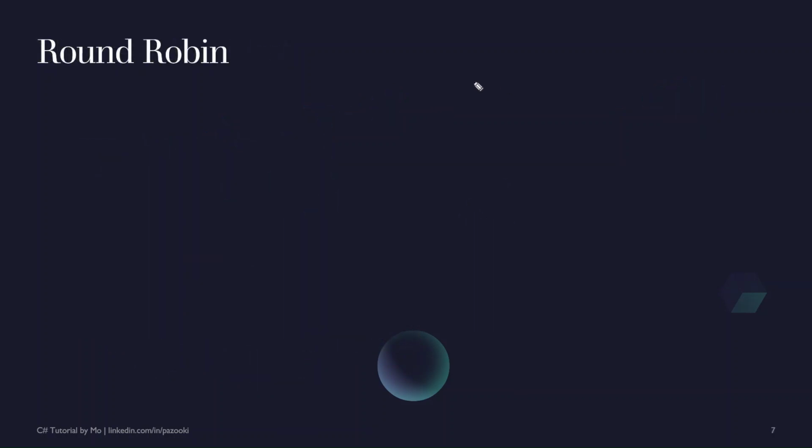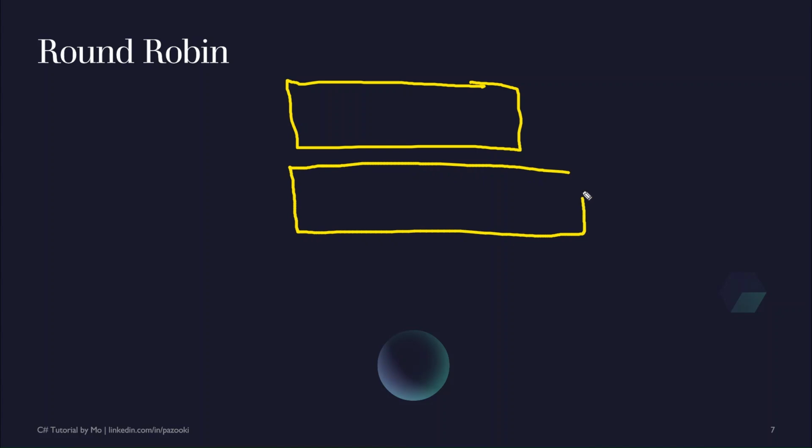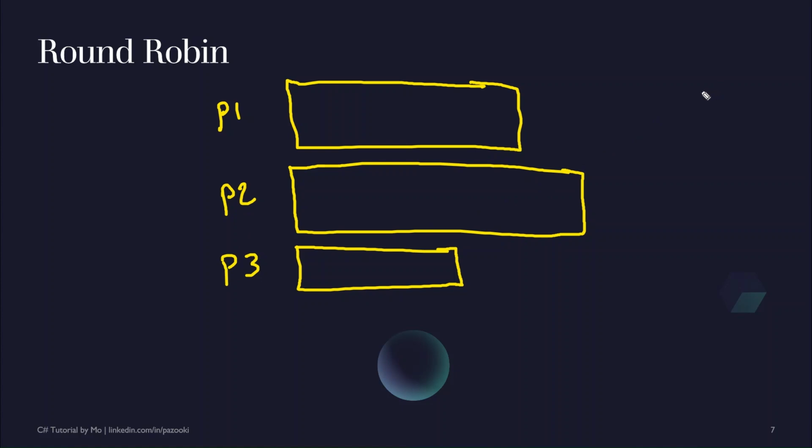Let's discuss the round-robin CPU scheduling algorithm. In this algorithm, each process is assigned a fixed time slot in a cyclical manner. For example, let's say we have 3 processes, P1, P2, and P3, and a single core CPU, like before. The processes are given their own time to complete, and we represent this using a time bar.